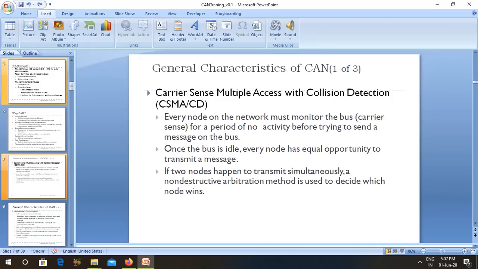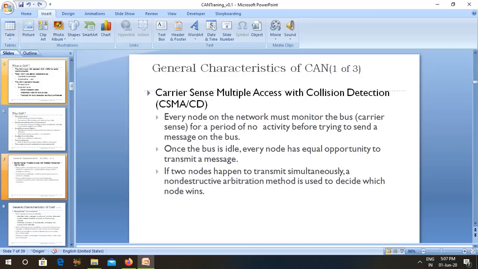Okay team, now we will see the characteristics of CAN. CAN has three basic characteristics. Let us see them one by one. The first one is carrier sense multiple access with collision detection, CSMA/CD. It is called like that.